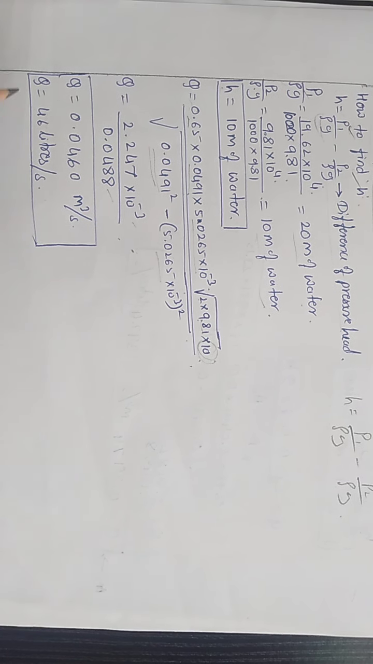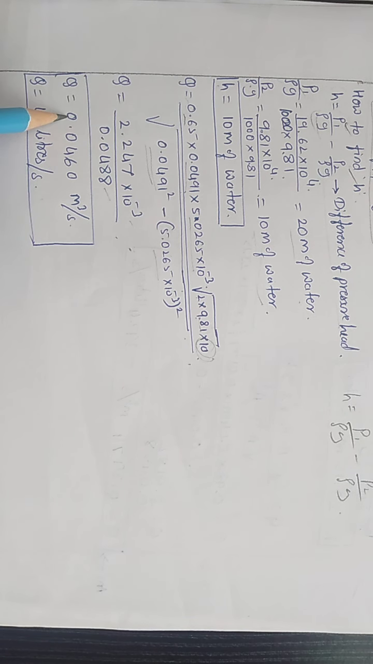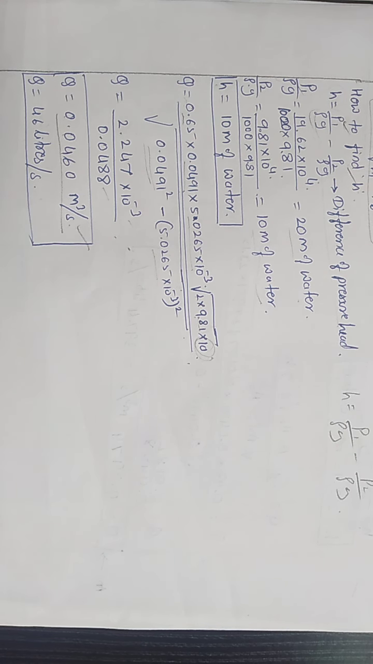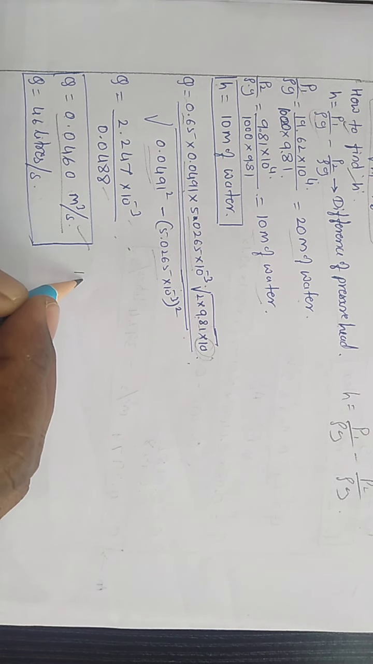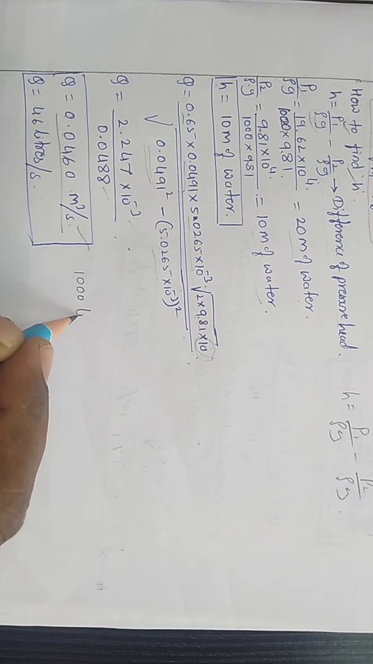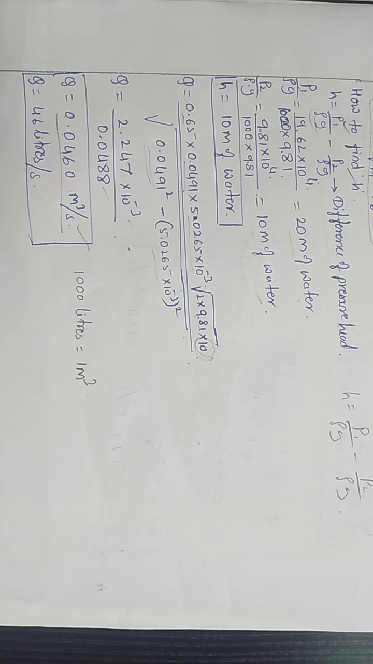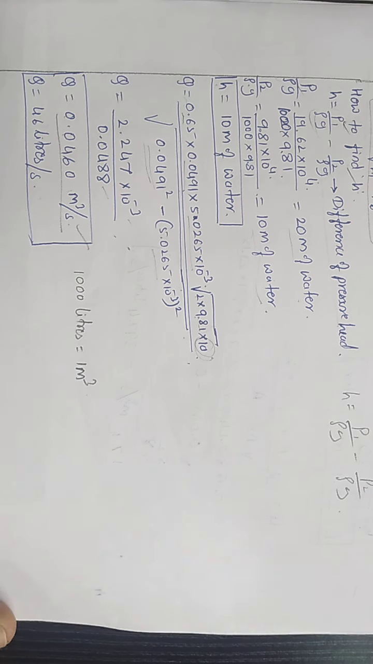So finally the expression for discharge is 0.0460 meter cube per second. You can keep it like this or you can write it in liters. If you want to write it in liters, you multiply this by 1000, because 1000 liters is equal to 1 meter cube. So you multiply this and you will get 46 liters per second.